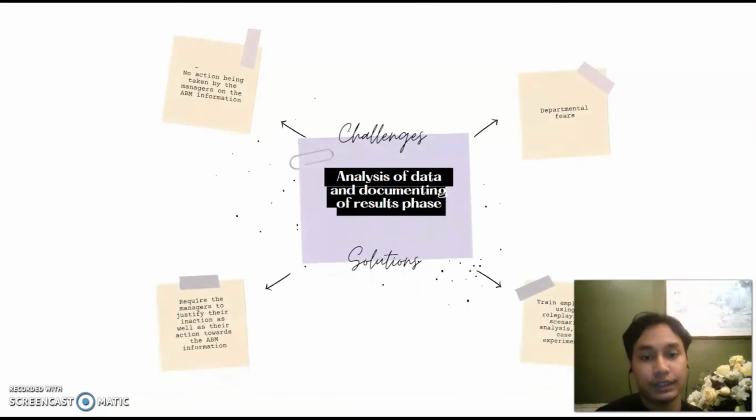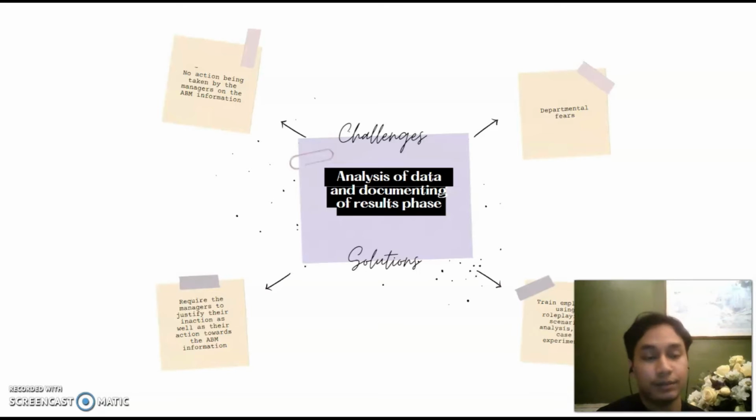So the third phase is the analysis of data and documenting of results phase. The first challenge is that there is no action being taken by managers on the information. To combat this, we can require the managers to justify their inaction as well as their action towards the ABM information. So if they don't take action, they will be held accountable.